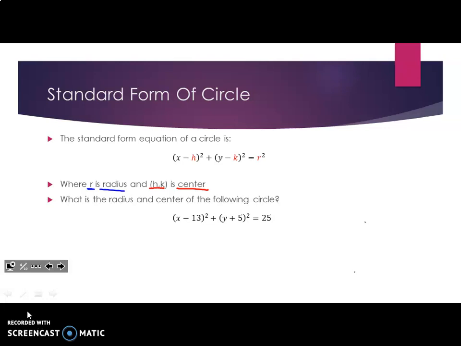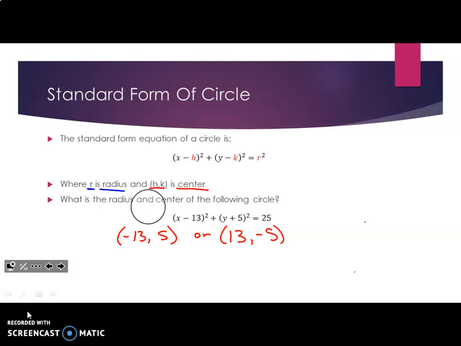So the first thing I want you to do is pause the video real quick, and based on what you see up here, tell me what you think the center and the radius are. For our center, I bet I got two answers: negative 13, 5, which is probably the most common, or 13, negative 5. Pause the video again and see if you can figure out which one it is actually supposed to be.